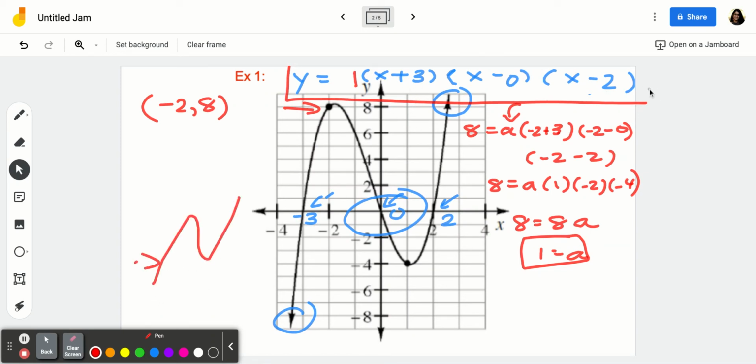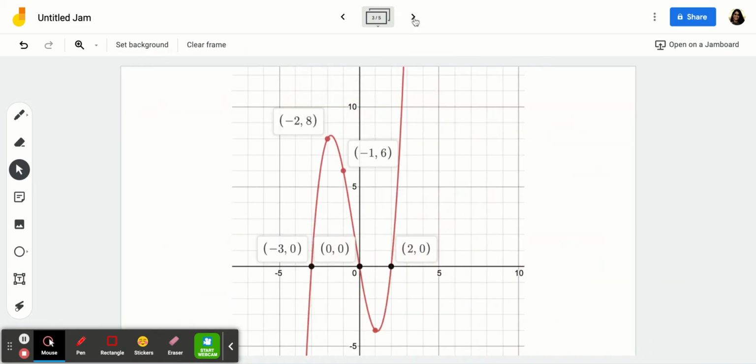How could I check that this is correct? Well, if it's a homework assignment, I can go to Desmos and type in this equation, and I should expect to see this. And so the next screen has that. I typed in that equation, and Desmos shows the exact points we had figured out, and they're correct. So you can use Desmos as a tool to check if you got it right.